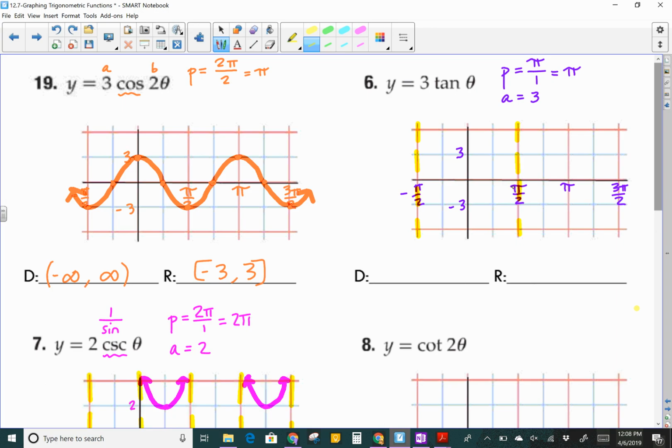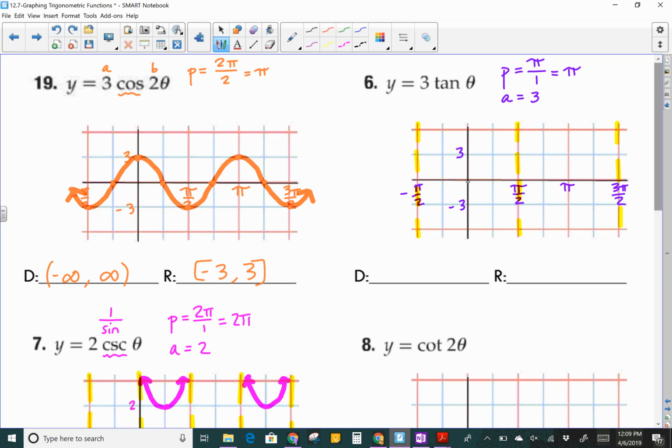So if one of them is pi over 2, the other one's negative pi over 2. If this were pi over 3, that would be negative pi over 3, because it's going to be half the period, and it's always going to be symmetric around that y-axis. Okay, so back to graphing that.